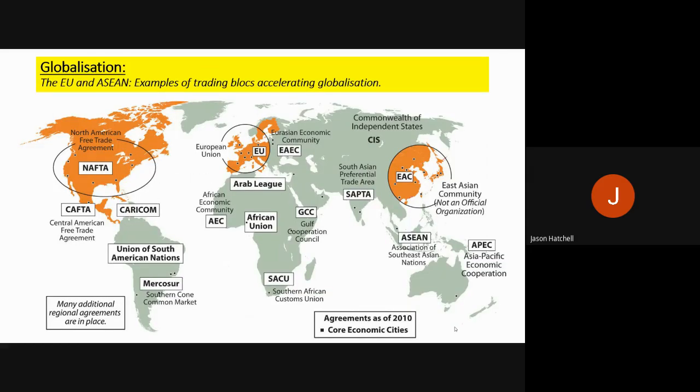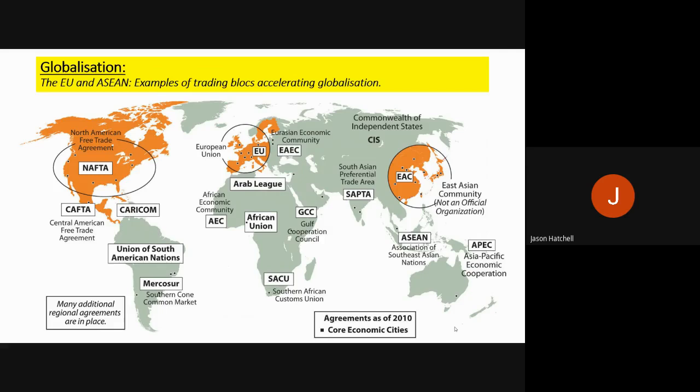So the next thing we looked at in globalization was 2 examples of large trading blocks, which help to accelerate globalization. So trade blocks essentially remove barriers to trade, which increases the amount of globalization taking place. And you can see on screen there, we've got a map of the main trading blocks around the world.